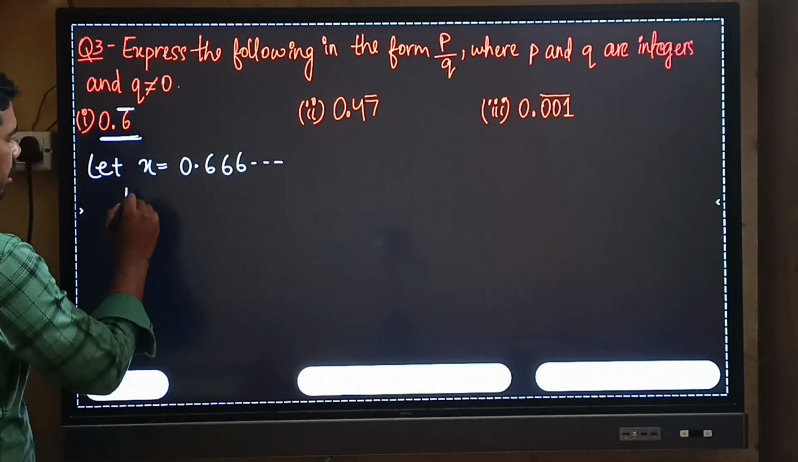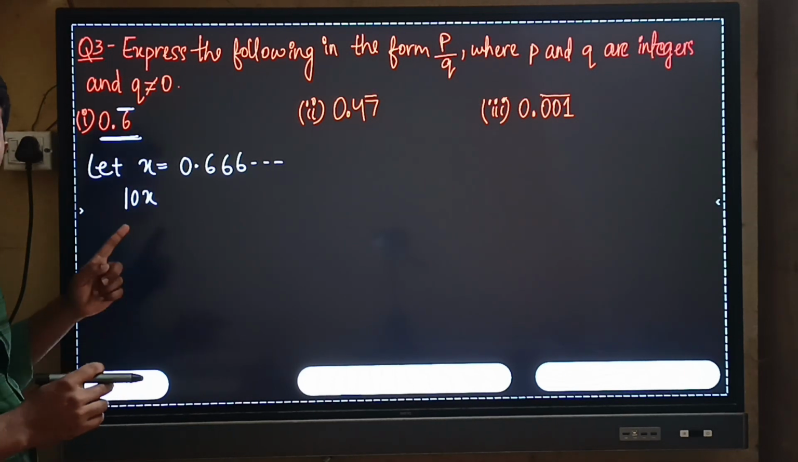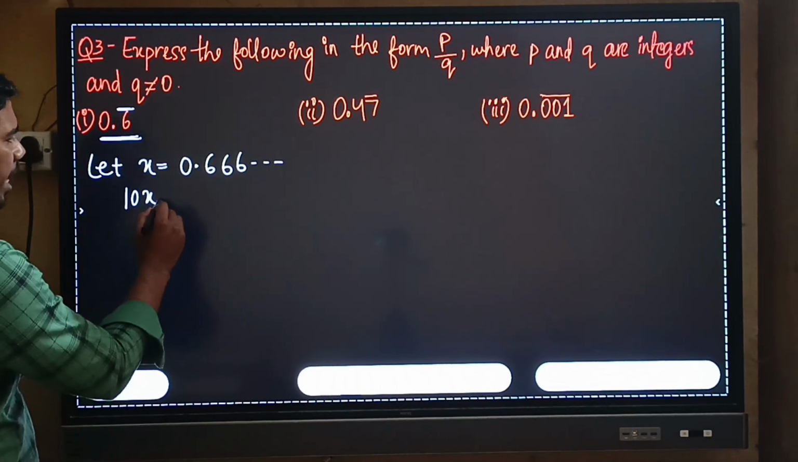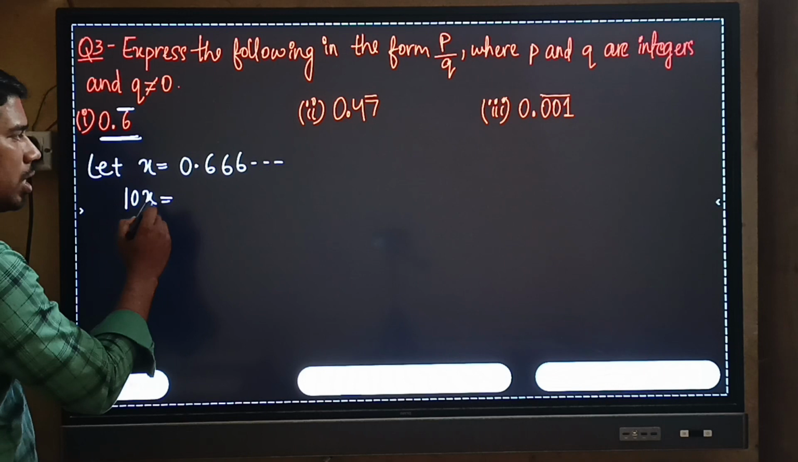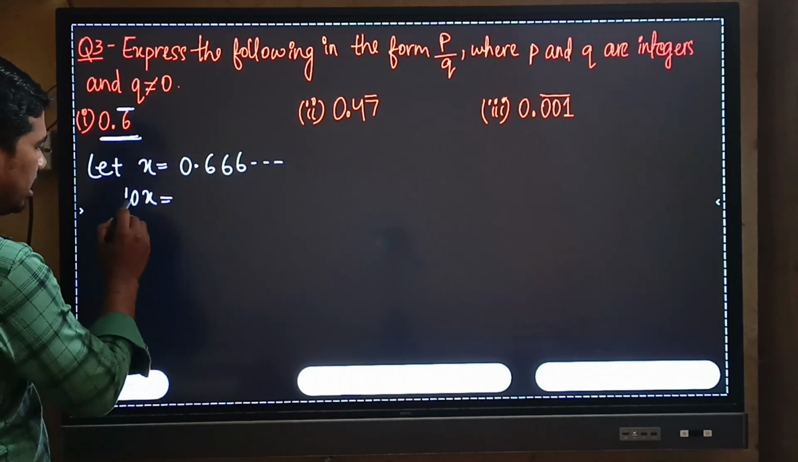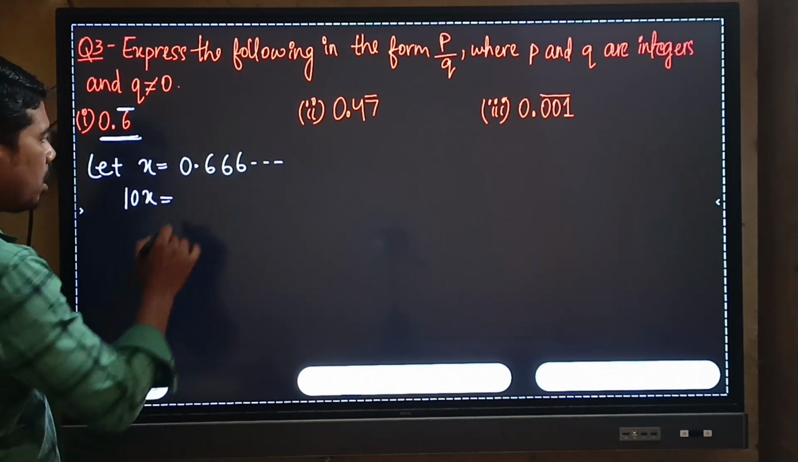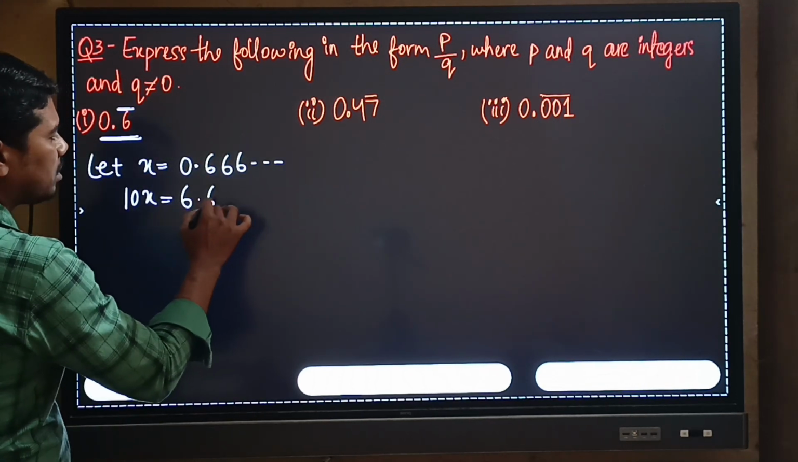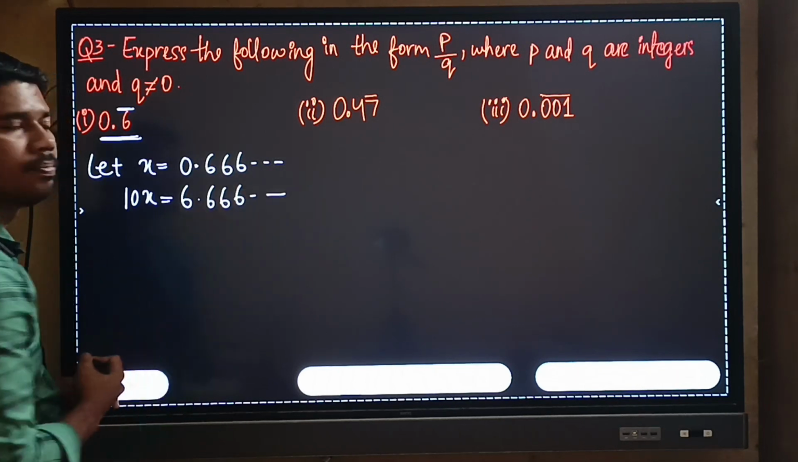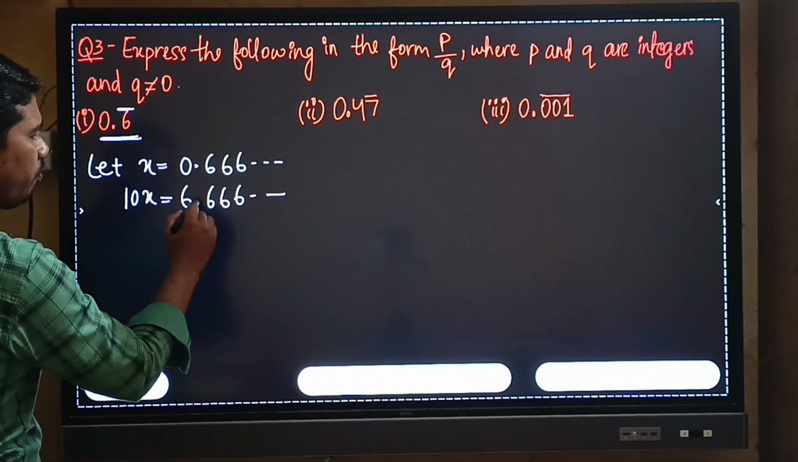So then after x, because the bar is on a single number, we take 10x. 10x will be what? Because multiplying by 10 means the point changes to the right side by 1 digit. Because there is one 0, the point will change to the right side. So the answer will be 6.666.